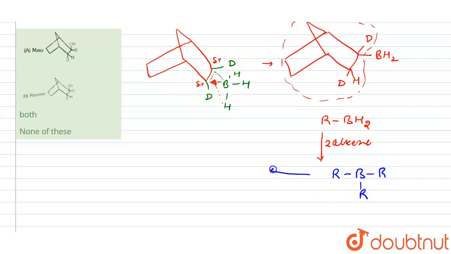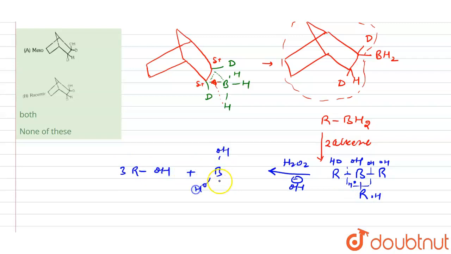Now in the next step we have H2O2 in basic medium. So what will happen is this bond will break, this bond will break, and this bond, 3 bonds, and OH oxidation will take place. In the last step, oxidation will take place and OH will be added to the R group and the boron group. So in that way, 3 moles of this ROH will be formed and 1 mole of B(OH)3 will be formed.